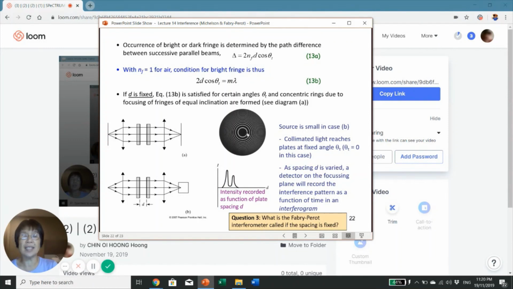How do we get these concentric circles? Well, if we keep the gap distance fixed, and this equation is satisfied at particular angles, then you'll find that you get concentric rings like that. And we have equation 3 here. What is the Fabry-Perot interferometer called if the spacing is fixed? Now the answer was just in the previous slide.